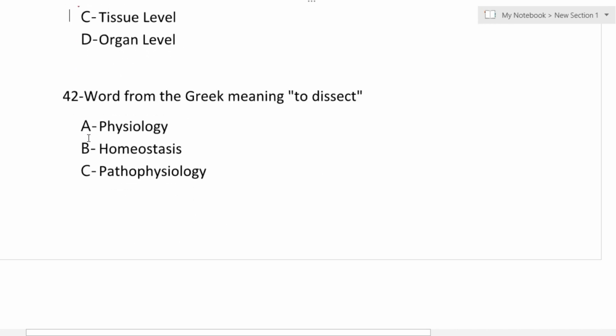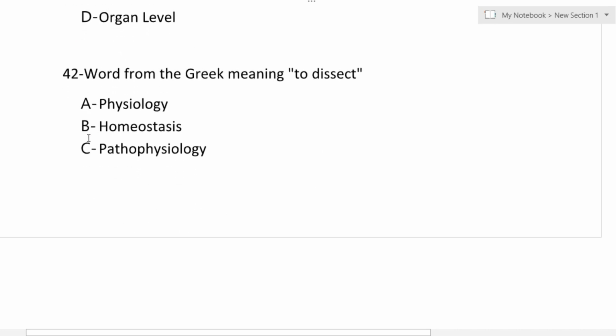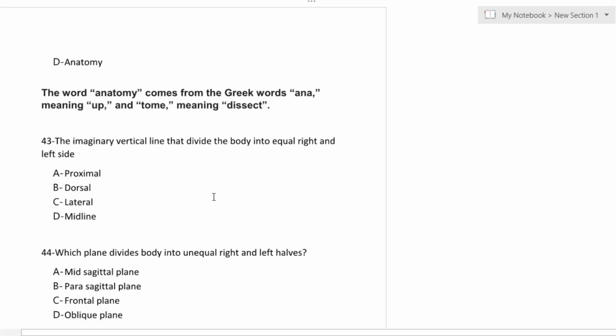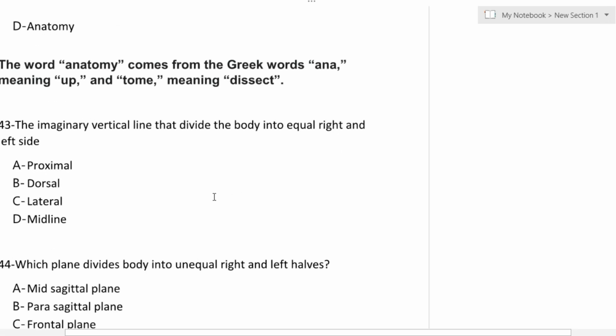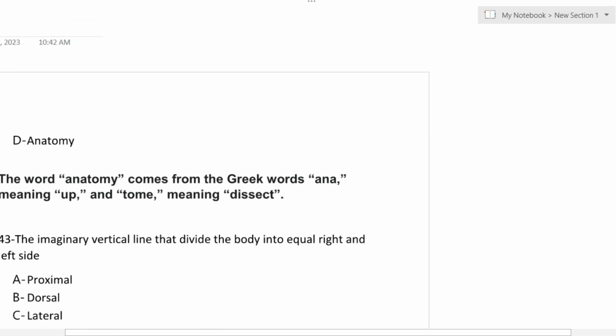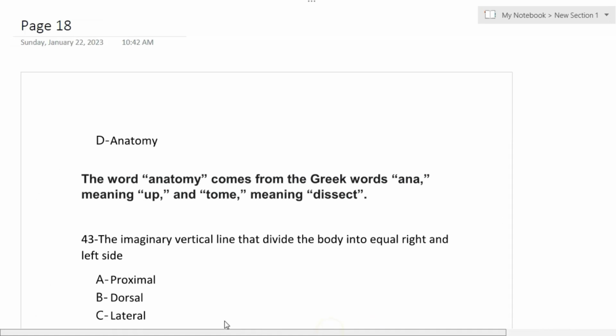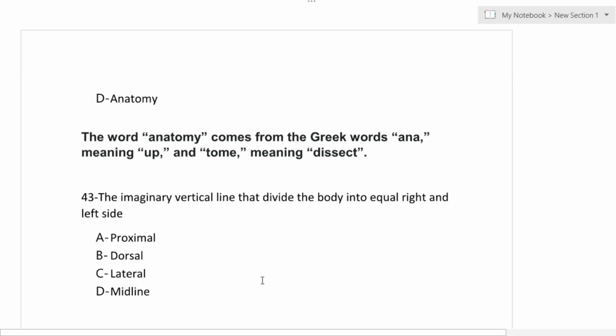Next question, question number 42. Word from the Greek meaning to dissect. What is the word? Option A, physiology. Option B, homeostasis. Option C, pathophysiology. Option D, anatomy. The correct answer is option D, that is anatomy. Anatomy comes from the Greek word, where ana means up and tomy means dissect.